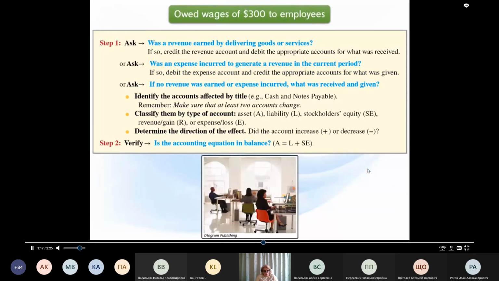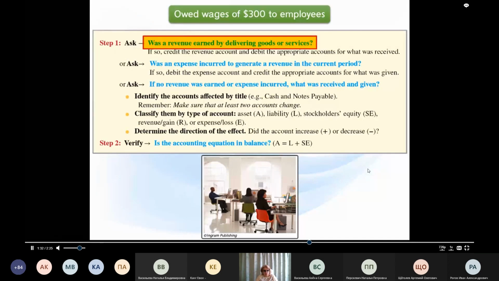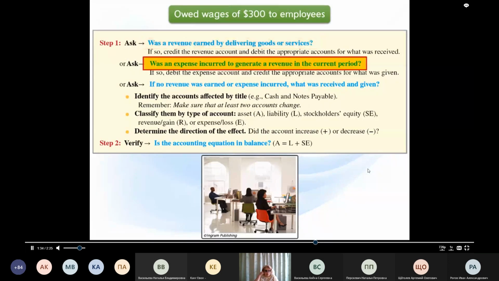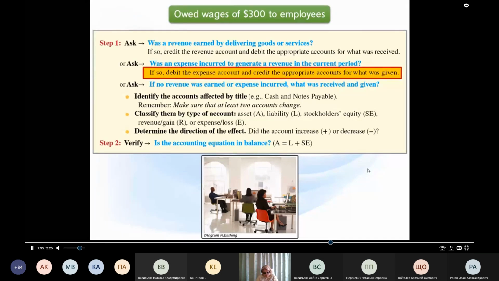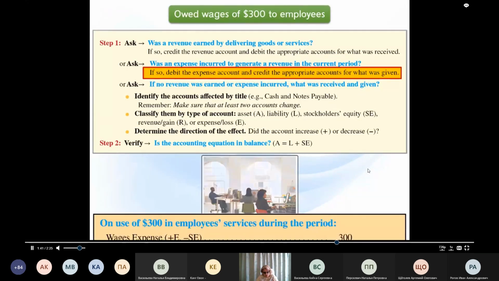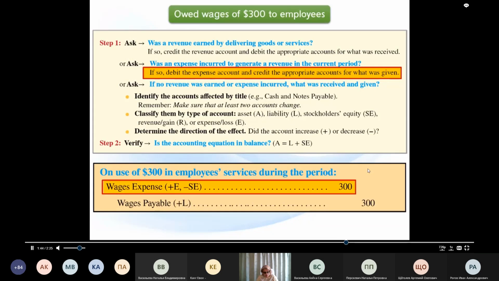Finally, let's assume that Deanna's company has not yet paid its employees the $300 owed for work performed during the last week of the accounting period. They will be paid the following Monday. Again, let's start by asking whether or not a revenue was earned by delivering goods or services, or an expense was incurred to generate revenue in the current period. This time, the answer is yes, an expense was incurred. With this in mind, the entry to record this transaction includes a debit to wages expense to increase that expense account, and a credit to wages payable to increase that liability account.